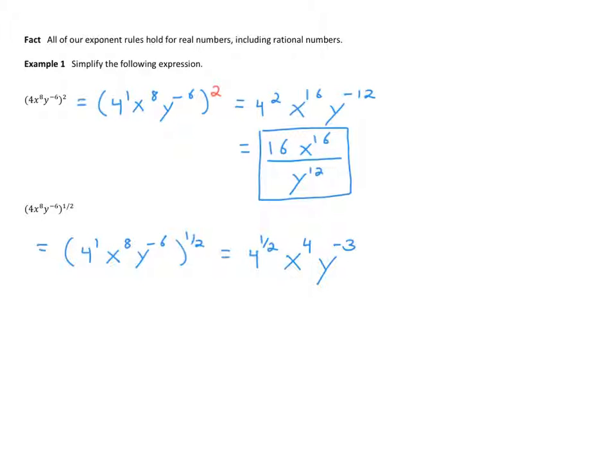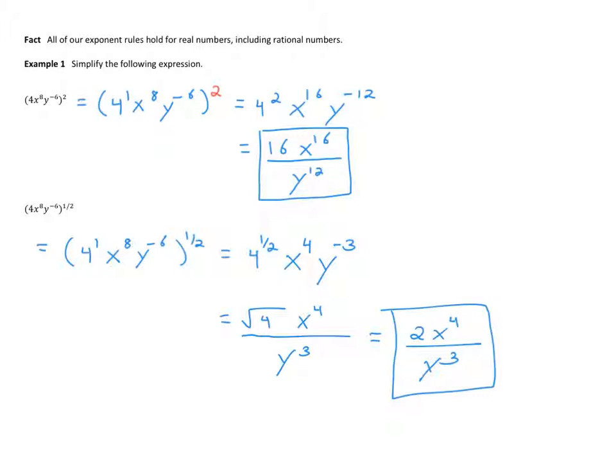So if you'll notice, all we did is just take half of every single exponent that appeared over here. The last thing to do to simplify this is, here we have 4 to the 1/2 power. I know that's the square root of 4, so I'll put that in here. I have x to the 4th, and we have this y to a negative number, so I can put it in a denominator. And then one last step: I know the square root of 4 is 2. So I get 2x to the 4th over y cubed. And this is my final answer.